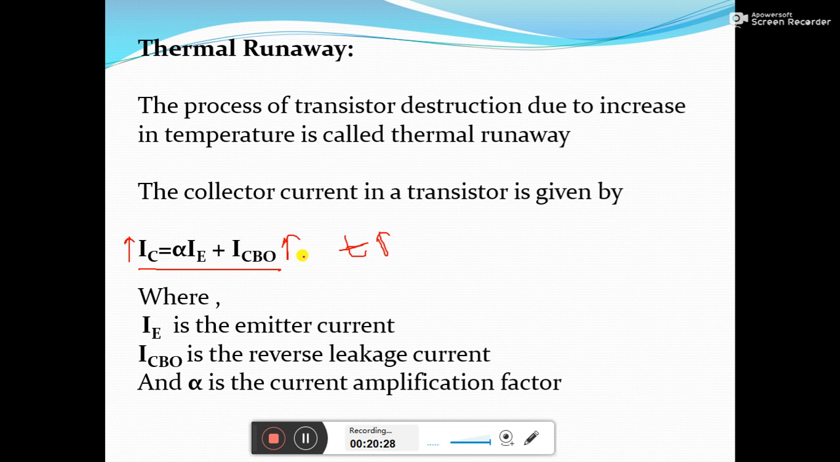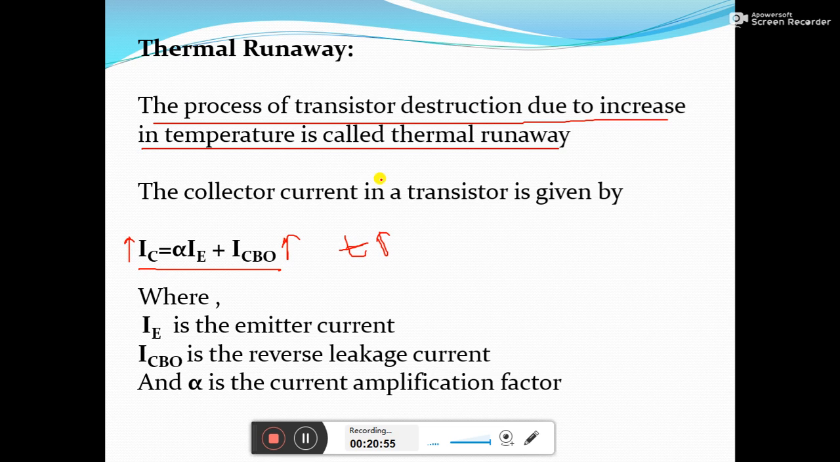This is a cumulative process. So all of a sudden, within a short span of time, the temperature across the junction increases suddenly, and it is going to destroy the transistor permanently. This process is known as thermal runaway, or you can simply define it as the process of transistor destruction due to increase in the temperature is called thermal runaway.